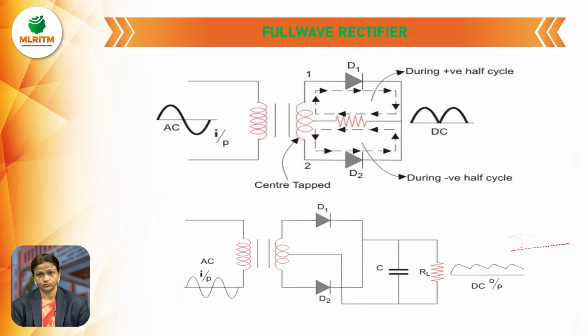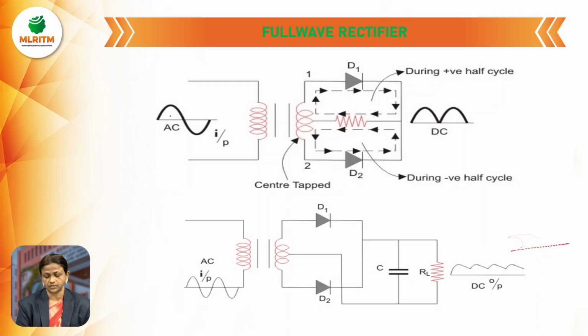Now, what is the operation of the full-wave rectifier? Here the input is nothing but an AC signal. It contains both positive half cycle as well as the negative half cycle. During the positive half cycle means from 0 to pi, and negative half cycle means pi to 2 pi. So, from 0 to pi, what happens to the circuit? Pi to 2 pi, what happens to the circuit?